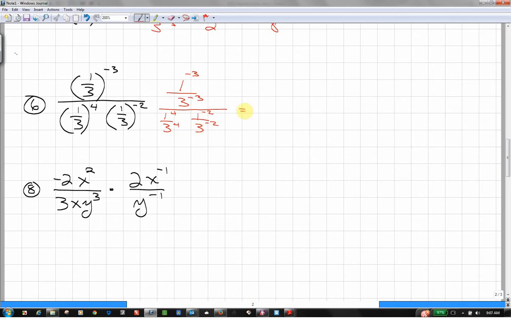Well, let's go ahead and take the numerator. Since these both have negative 3 exponents, I can get rid of the negatives by switching them. So that would be 3 cubed all over 1 cubed. My denominator would be 1 to the 4th plus a minus 2. So that would be 1 squared. My denominator would be 3 squared.